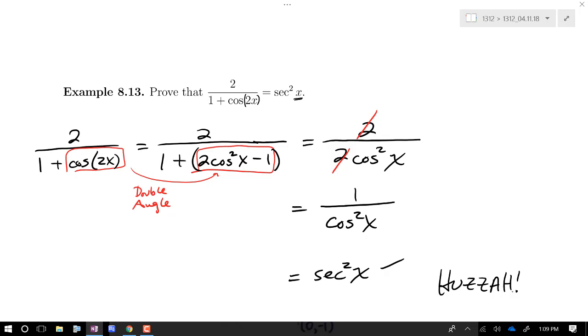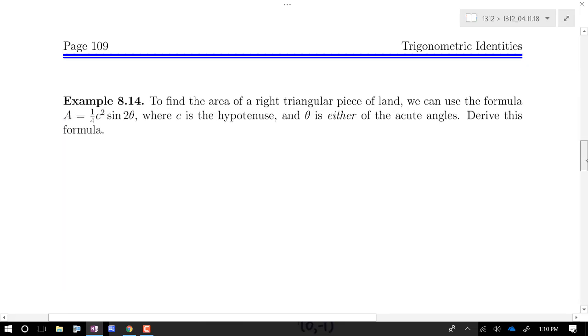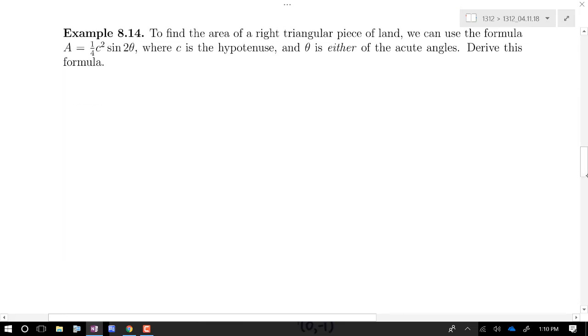So far, so good? Okay. All right, let's do another one.